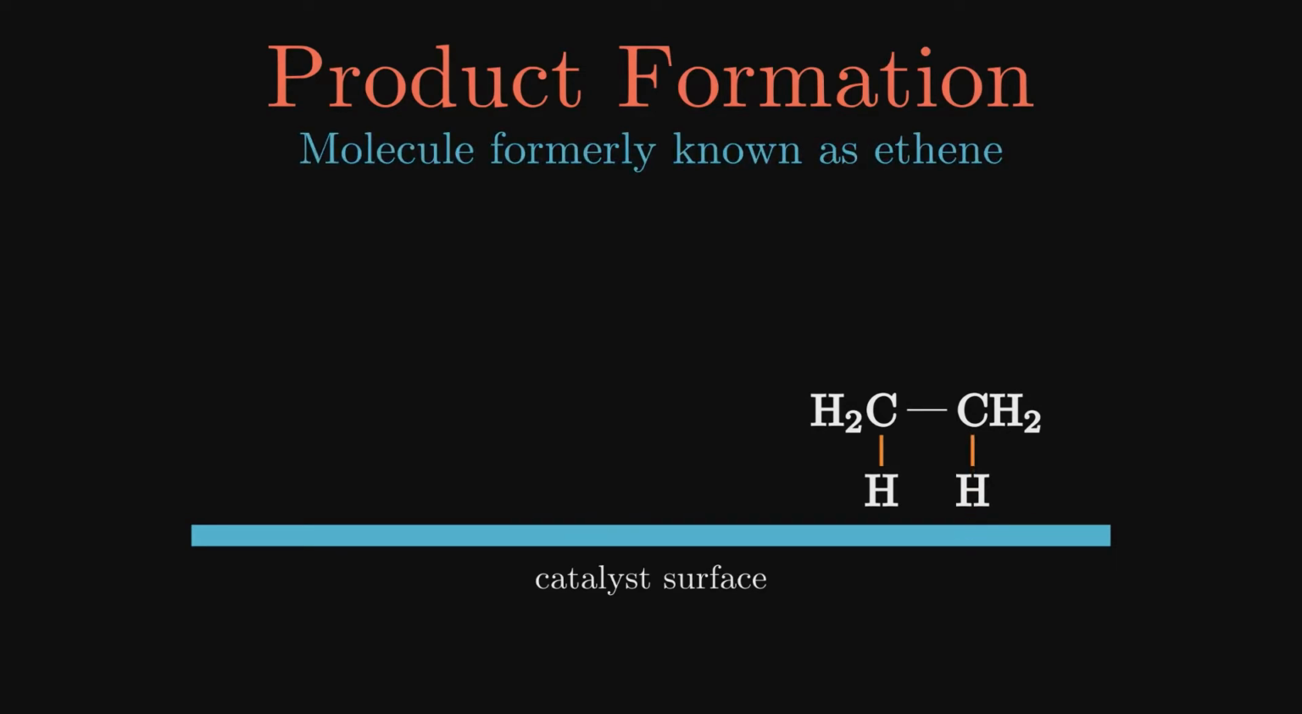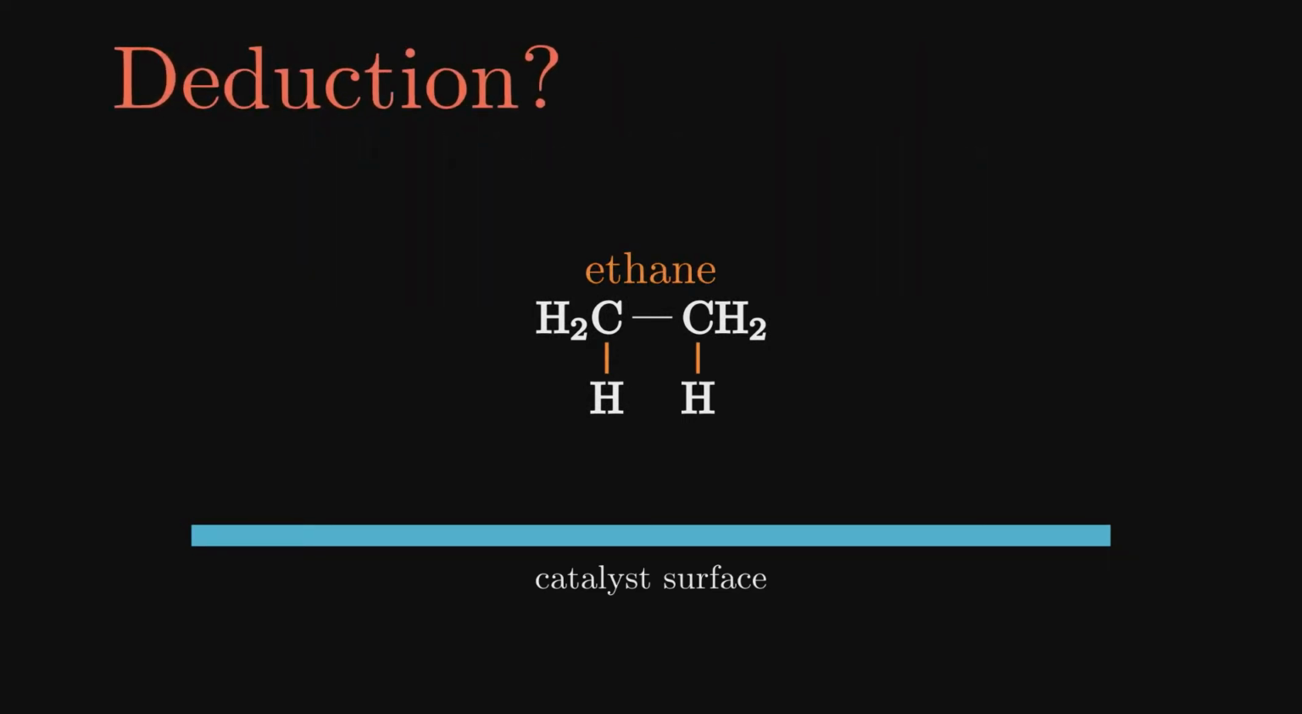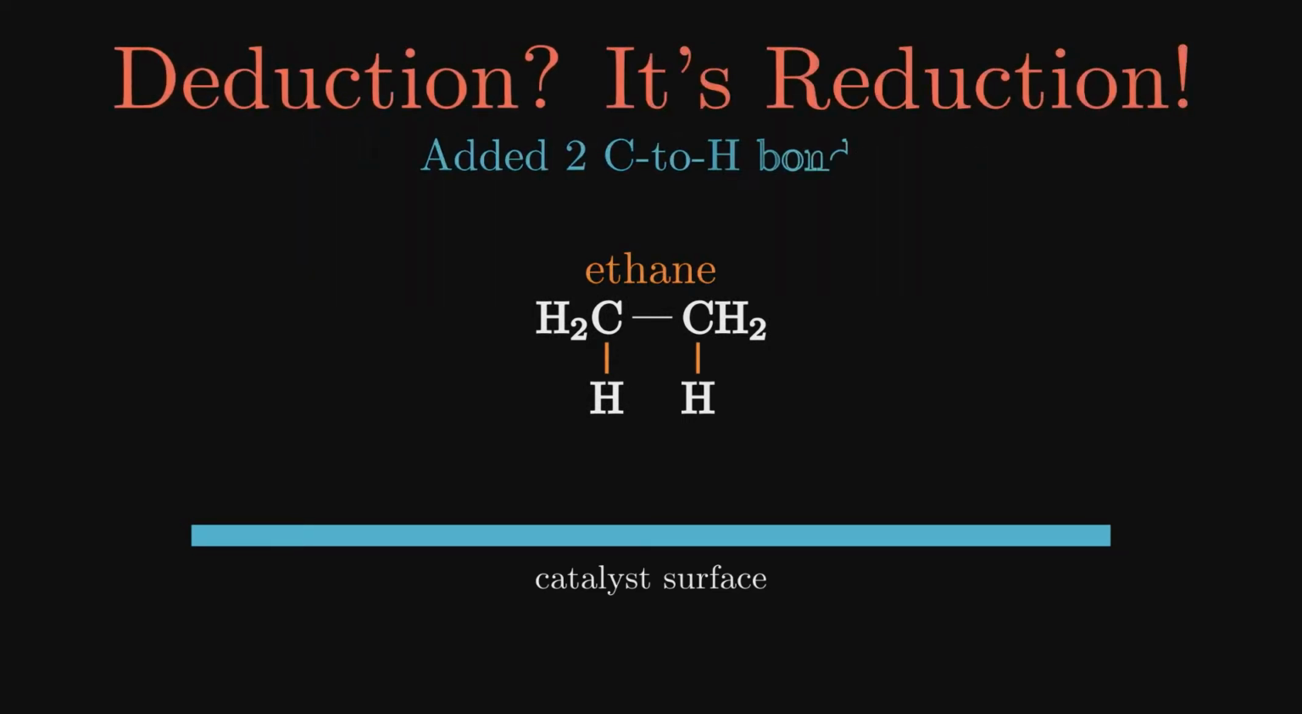The result is pretty straightforward. The double bond has been replaced by hydrogen atoms, and ethene has become ethane. This is also an example of reduction, as we are increasing the number of carbon-hydrogen bonds the molecule has.